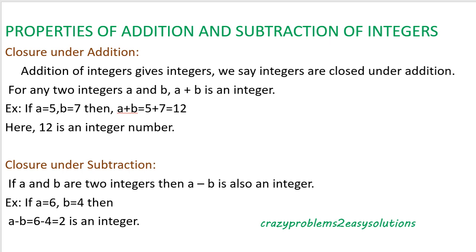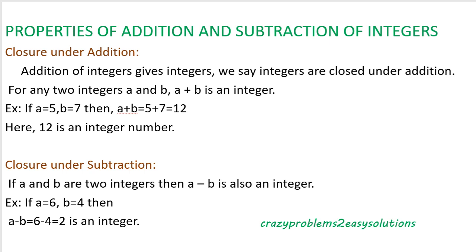Properties of addition and subtraction of integers. Closure under addition. Take any two integers a and b and add them, a plus b. Obviously this is also an integer. For example, if I take a equal to 5 and b equal to 7, both positive numbers, we can add them: 5 plus 7 equal to 12. So 12 is also a positive number and an integer. So addition of integers gives integers only. So we can say integers are closed under addition.